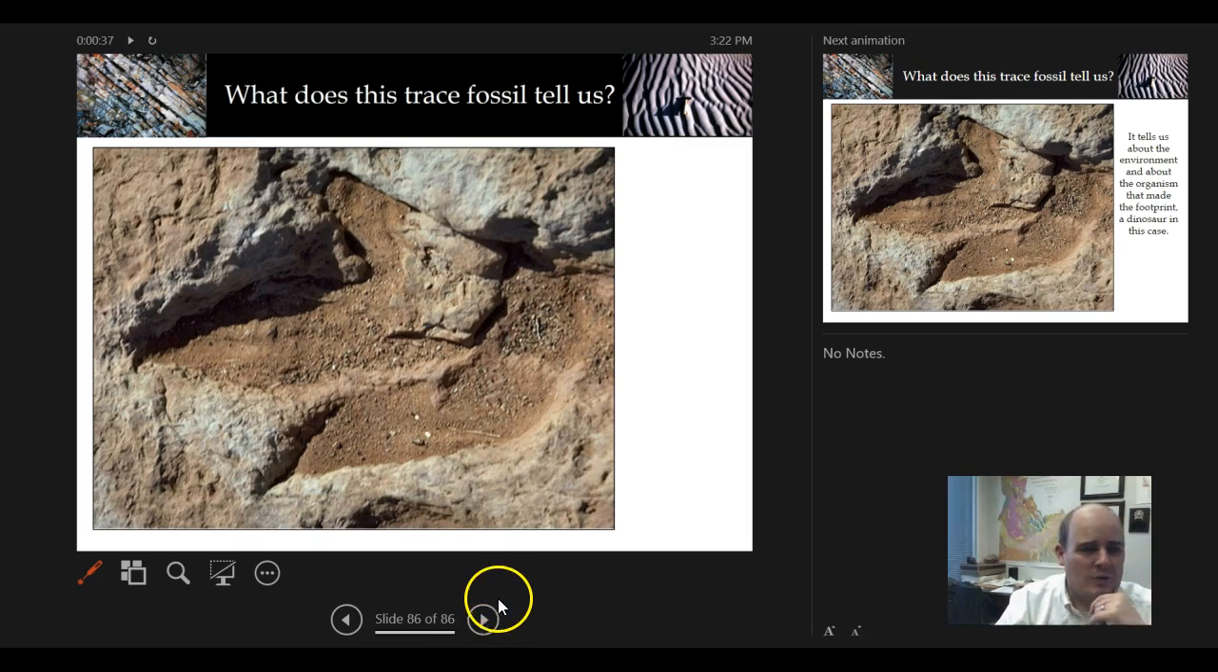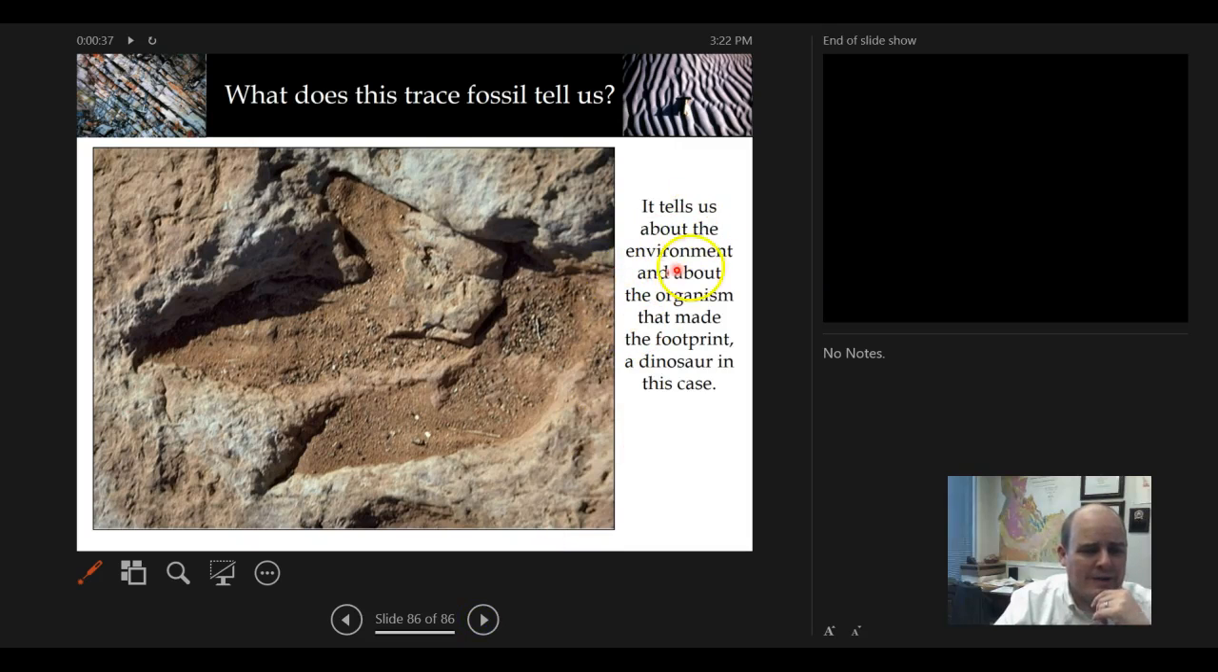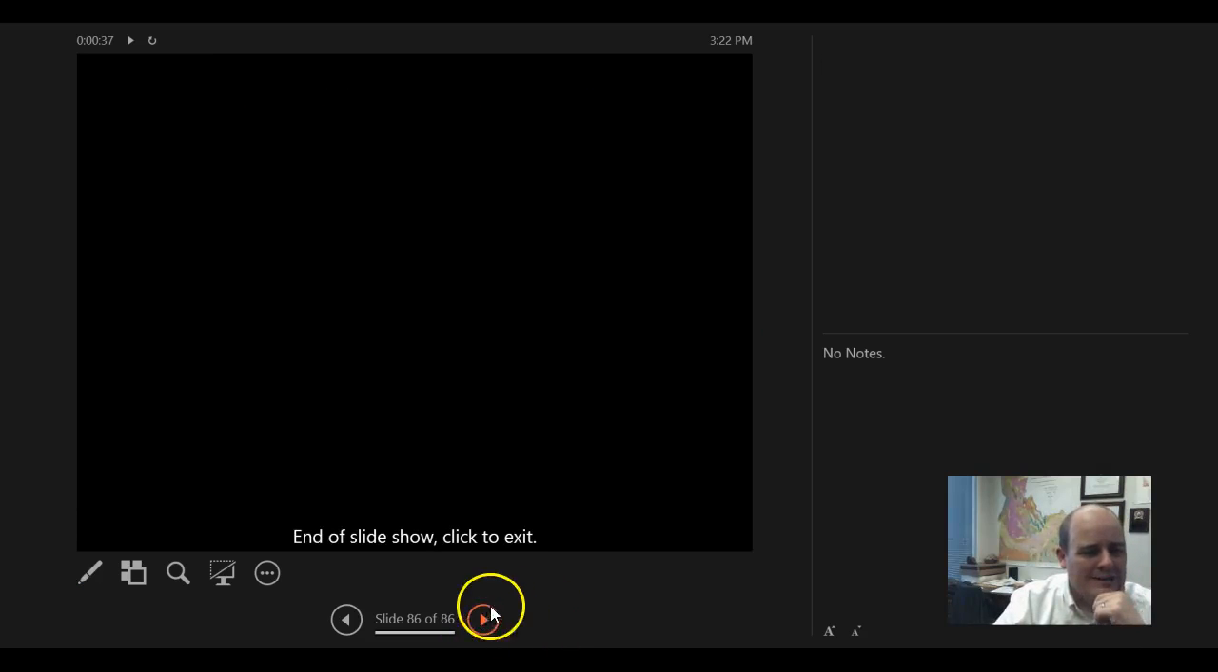Here's a trace fossil. What does it tell us about the environment? Well, it can tell us a lot of different things. It can tell us about the environment of the organism, the mud there, how heavy the organism was and so forth. Anyways, these are all things that can help us.